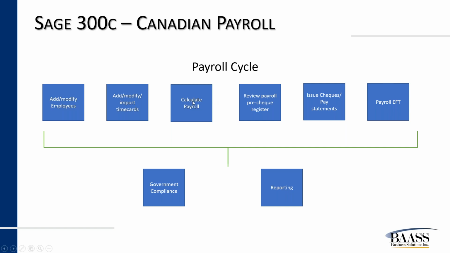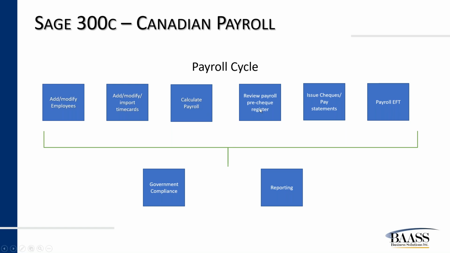So payroll can be calculated based on a pay frequency. You can have more than one pay frequency in your Sage Canadian Payroll. You can have some employees that are paid biweekly and others that are paid monthly. You can also pay employee expenditures through Canadian Payroll monthly, even if you have a biweekly pay. So it's very flexible on when to calculate and how to calculate and who's involved in that calculation.